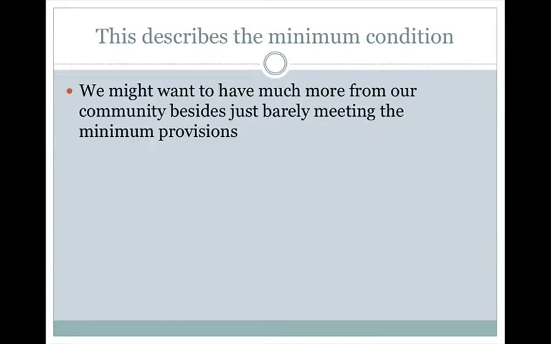Now again, this describes just the minimum condition. We might want to have much more from our community and our natural community and ecosystems than just barely meeting the minimum provision. We might want to have those populations thriving and producing biodiversity and being a place for recreation and aesthetic value. So this is just the bare minimum conditions we need to meet, and the problem gets much more complex as we add all those other constraints.